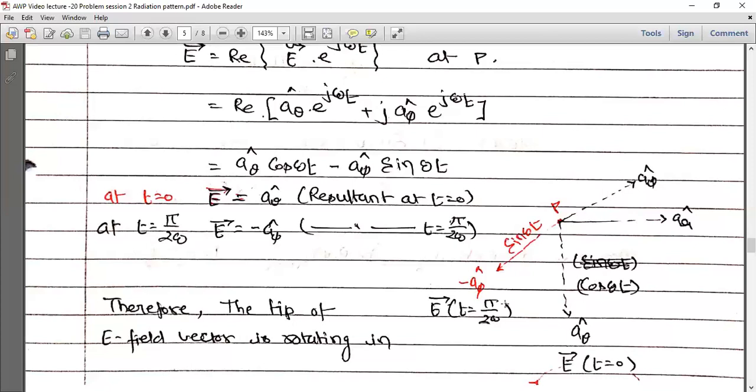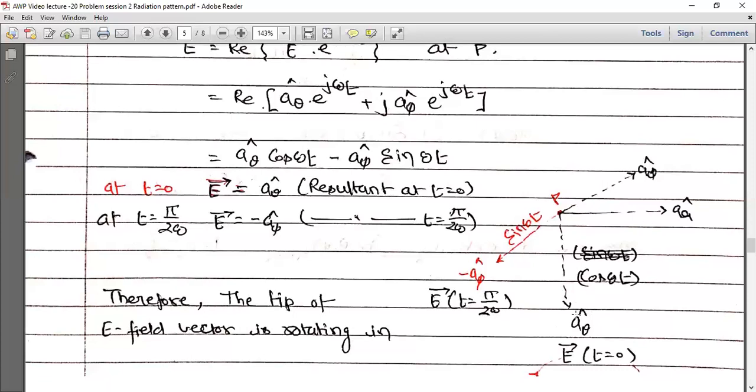You can check this for varying time. Substitute t equals pi by omega, substitute t equals 3 pi by 2 omega, and so on. Later on, when you do this, you find that the magnitude remains the same. The magnitude is 1 at any time. You can substitute any random time and check, the magnitude will remain the same, and the position varies in this particular fashion: from a theta to minus a phi, from minus a phi to minus a theta, from minus a theta to a phi, and from a phi to a theta.